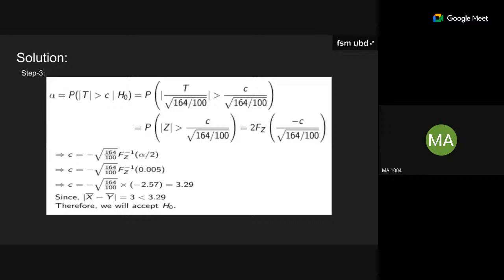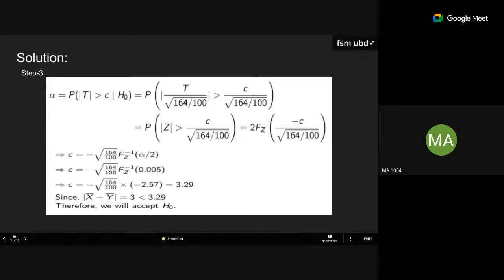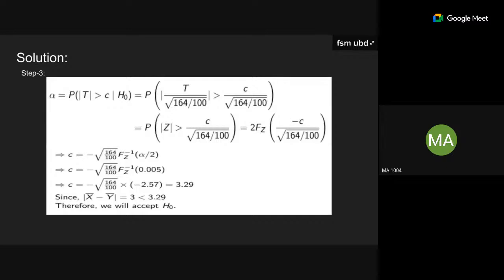Then our c will be equal to minus root over 164 by 100 Fz inverse of alpha by 2, and this will be like minus root over 164 by 100 Fz inverse of alpha by 2. Alpha is given to be 0.01. Now alpha by 2 will be 0.005. So this is why we have given the value of Fz inverse of 0.005. Use that. So that is minus 2.57, and if I substitute, I am going to get the c value to be 3.29.